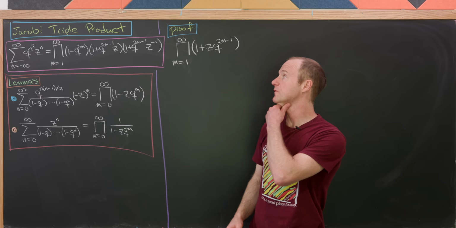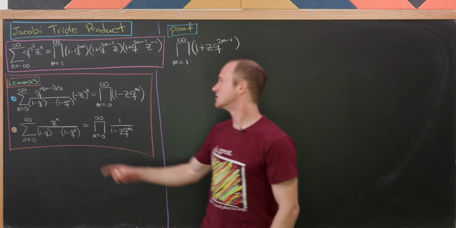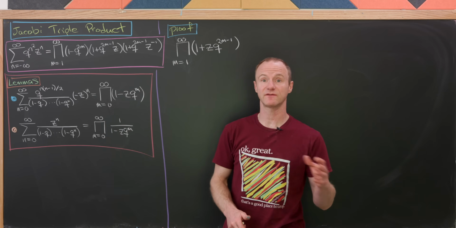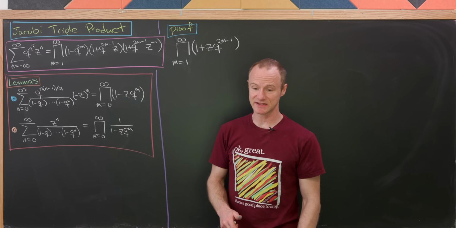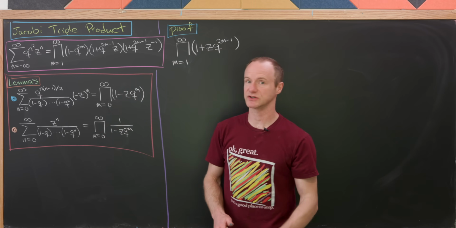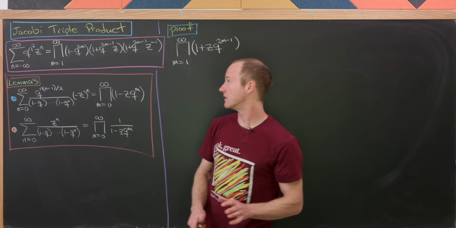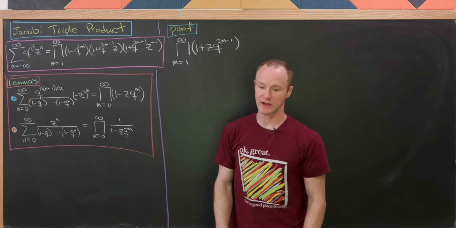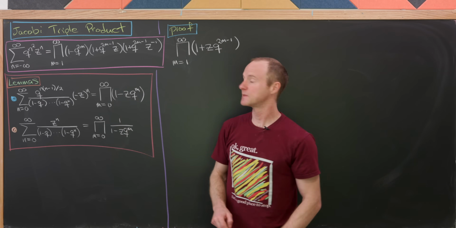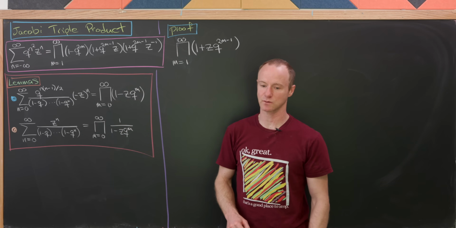So now we're ready for the proof of the Jacobi triple product identity. So let's look at what this identity says. On the left-hand side, we have a sum term. It's the sum as n goes from minus infinity to infinity of q to the n squared times z to the n. And then on the right-hand side, we have a product term. So we have the product as m goes from 1 to infinity of 1 minus q to the 2m times 1 plus q to the 2m minus 1 times z times 1 plus q to the 2m minus 1 times z to the minus 1.